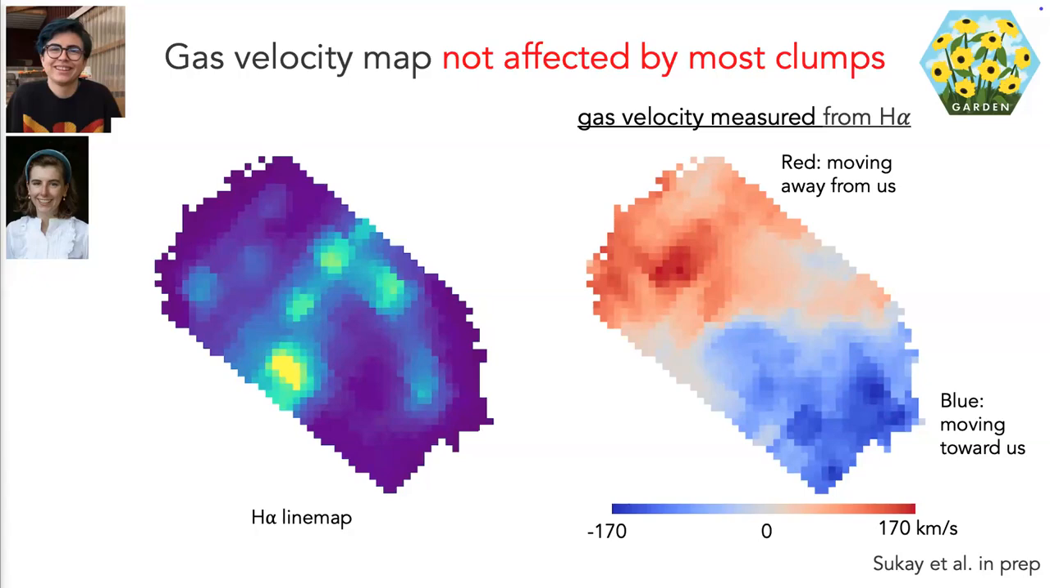You see this spot here is going away from us. That's that deep red. You see a lot of complexity. This zero velocity line has a lot of wiggles. There's a lot of complexity to the system. And I should say that this velocity map is not affected by the clumps, these giant star-forming clumps. The velocity map doesn't seem to care too much.